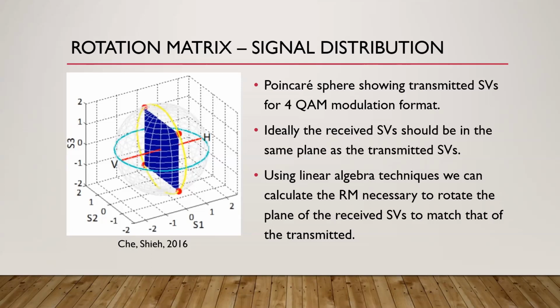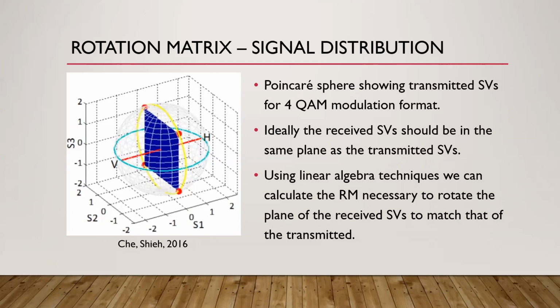We can then plot a plane that those 4 points make up. Then we do the same for the Stokes vectors that we receive, having transmitted those 4 points. We'll find that what we receive, due to the rotation, is a plane with a different orientation. Then using linear algebra, if we calculate the matrix necessary to rotate the received plane back to the perfect transmitted plane, essentially we've got the rotation matrix.